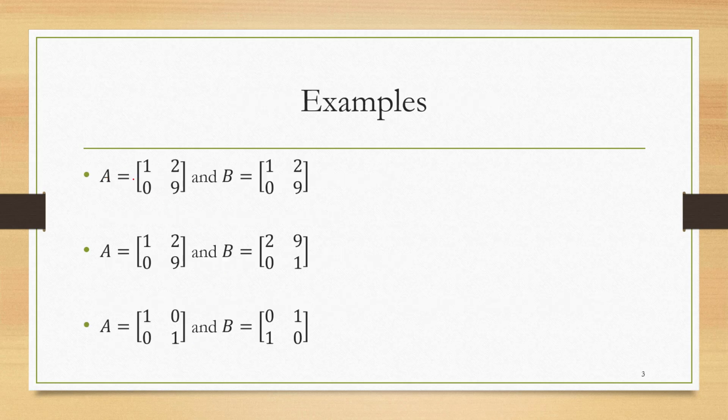See, first set of matrices 1, 2, 0, 9 and 1, 2, 0, 9. They have the same orders. A and B are of same order 2 by 2. Corresponding entries 1 is equal to this 1, 2 is equal to 2, 0 is equal to 0 and 9 here is equal to this 9. So these are equal matrices.